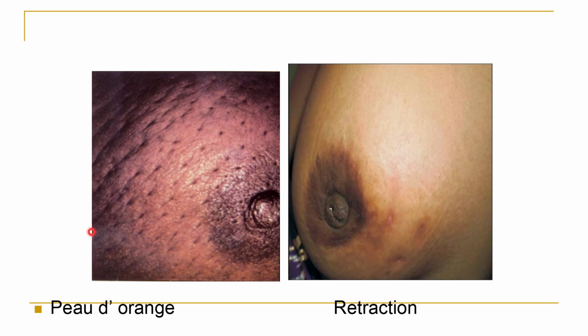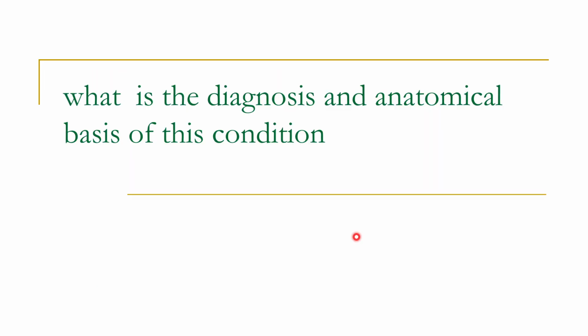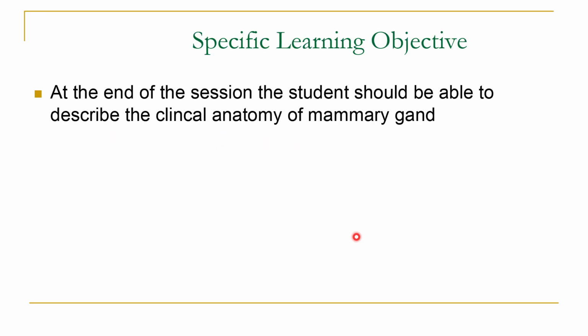So this is the peau d'orange appearance, which resembles the orange peel appearance. And here you can see the retraction of the nipple. So what is the diagnosis and anatomical basis of this condition? Why do you see this peau d'orange appearance and retraction of the nipple? We'll be studying and understanding about this in this presentation.